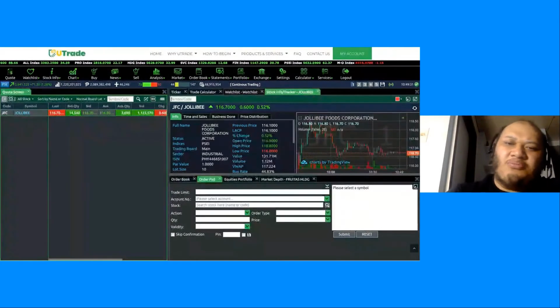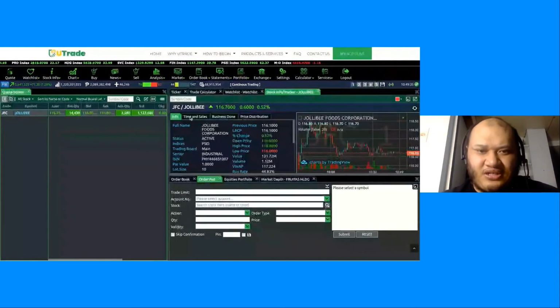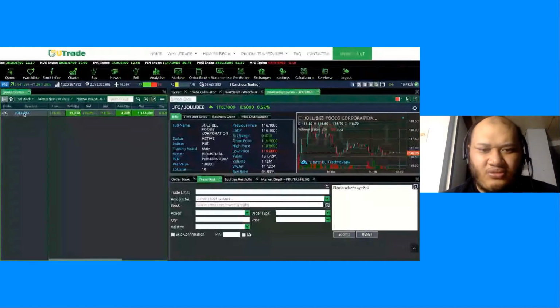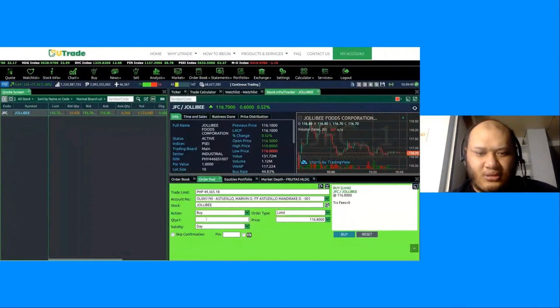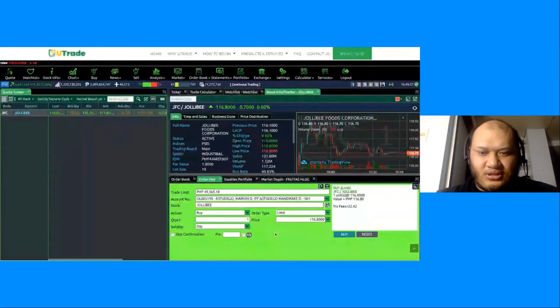116.80. How many can I buy? What's the minimum? Let's say I want to buy Jollibee, for example. If you see here, this is the money that I have now. Quantity is the number of shares, so let's say I want to buy one share at 116.80.